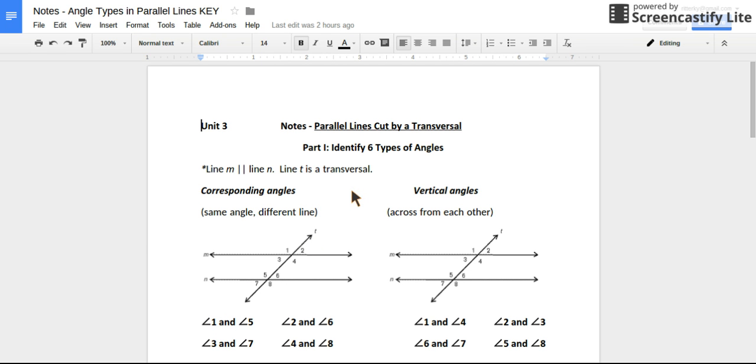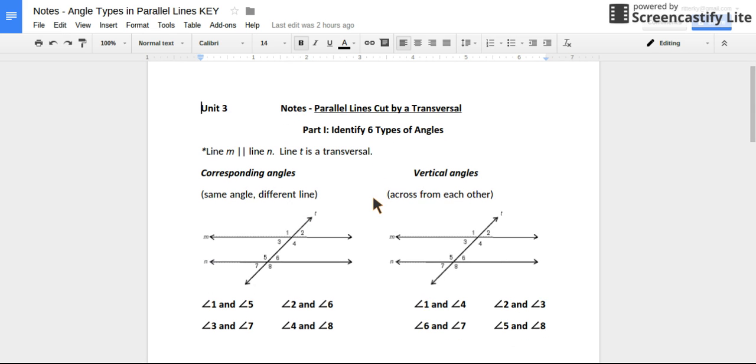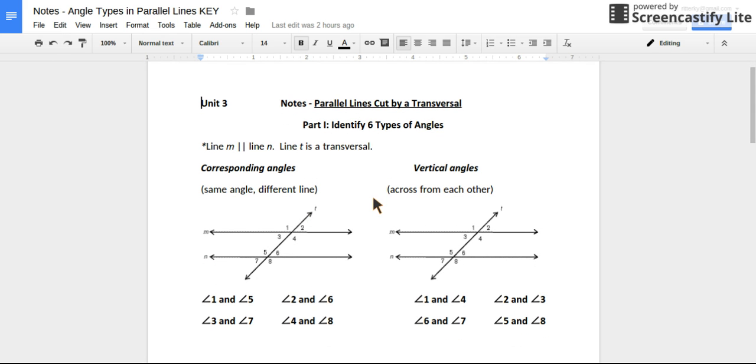In the examples, we're going to be talking about line M and line N being parallel, and this line T is the transversal, the line that's intersecting those lines. There are 6 types of angles that are created when this situation happens. One type is called corresponding angles.